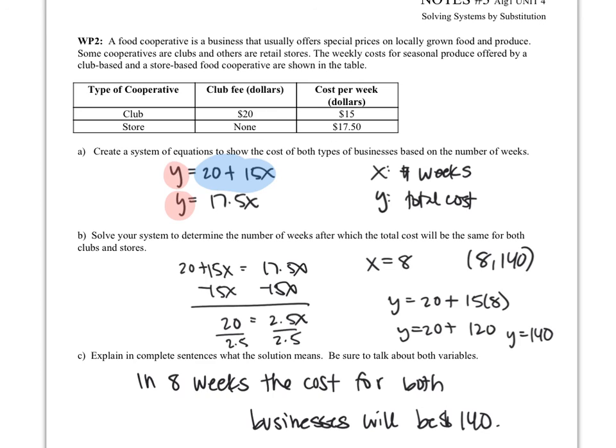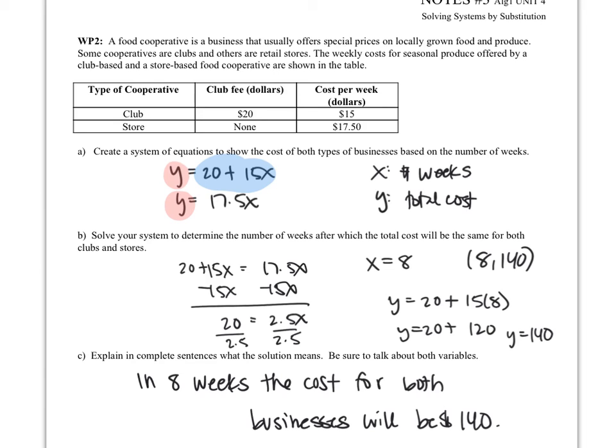So for the club store, the total cost will be 20 plus 15x, where x represents the number of weeks, and y is your total cost. And for the store, it will be y equals 17.5x, because it's $17.50 per week. Here, this says, everywhere I see a y, I can replace it with what y equals, which is 20 plus 15x. So I just slid this into this equation to make a two-sided variable equation of 20 plus 15x equals 17.5x. I then subtracted 15x from both sides to get 20 equals 2.5x and divided both sides by 2.5. That got me an x value of 8.